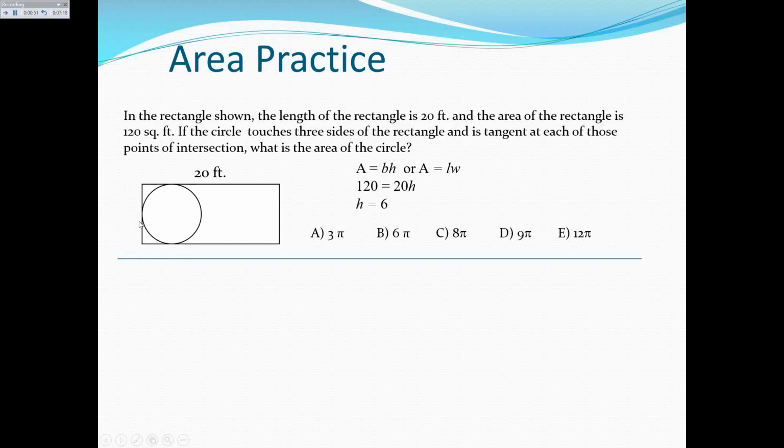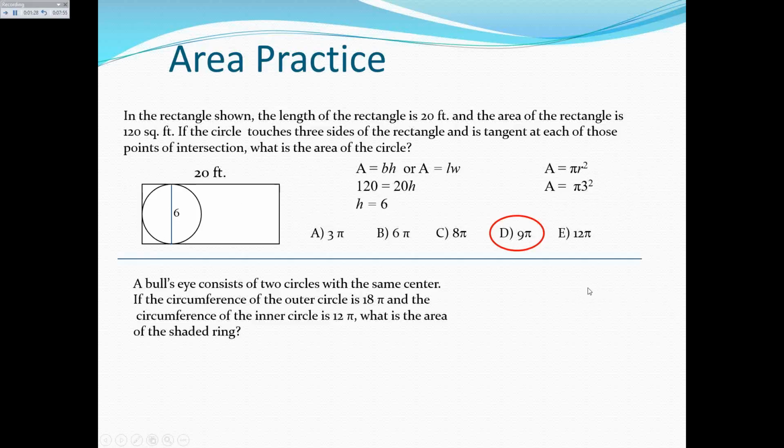6. So just notice that this length right here is the same thing as the diameter of the circle. And so now I know the diameter of the circle, and I'm trying to find the area. So what do I need? Not the diameter, because remember my formula is area equals pi r squared. I need the radius. So half of 6 would be 3. My formula now becomes area equals pi 3 squared, and of course that would be 9 pi.